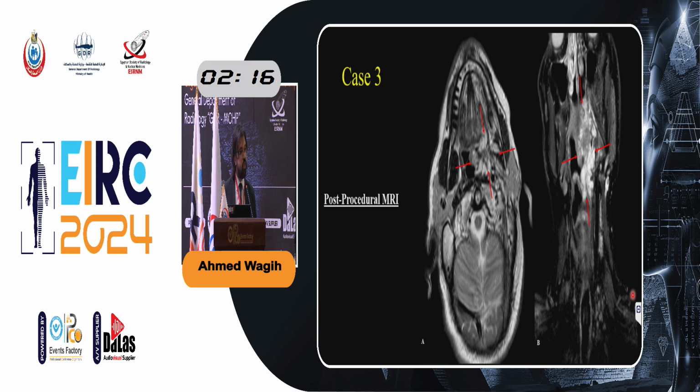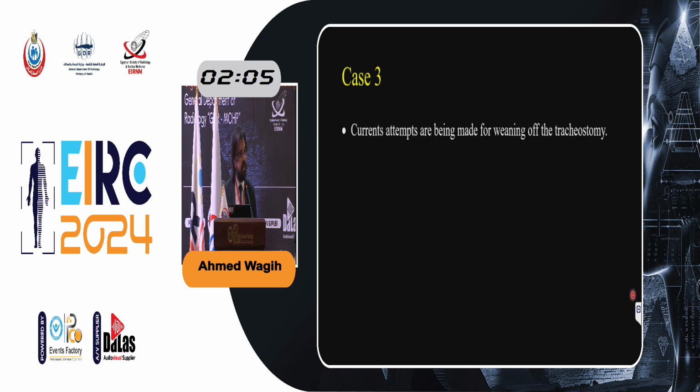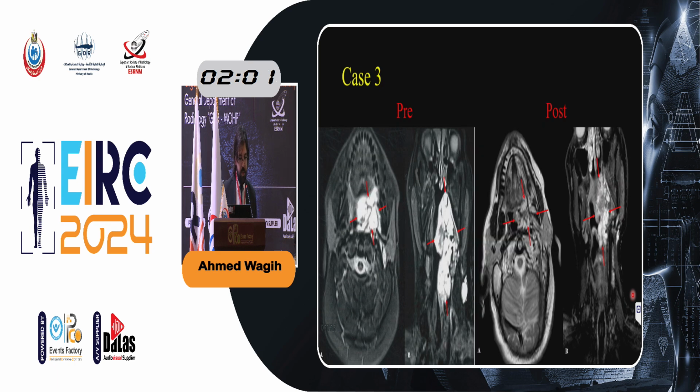This is the post-procedural MRI imaging. These are the calculations. There was a reduction from 83 to 35 cc in volume, and currently there are attempts to wean off the tracheostomy. This is the pre-imaging and post-imaging of this patient.